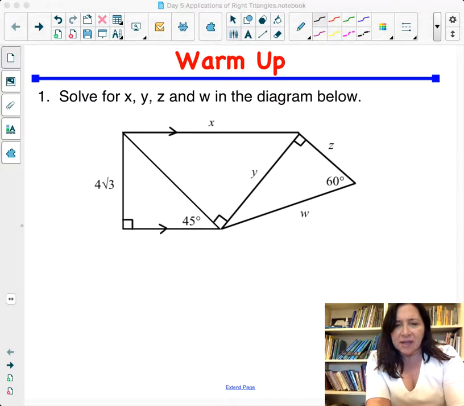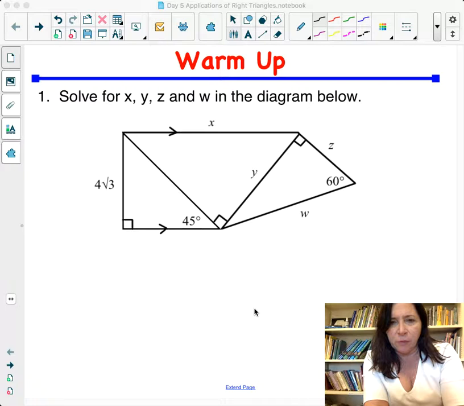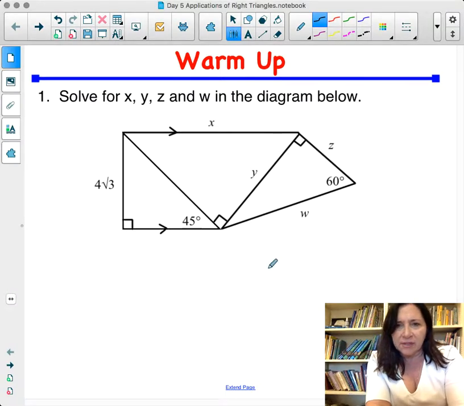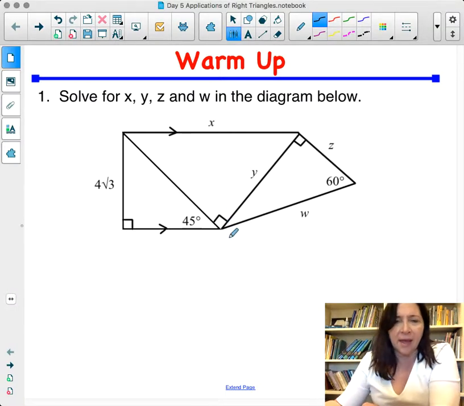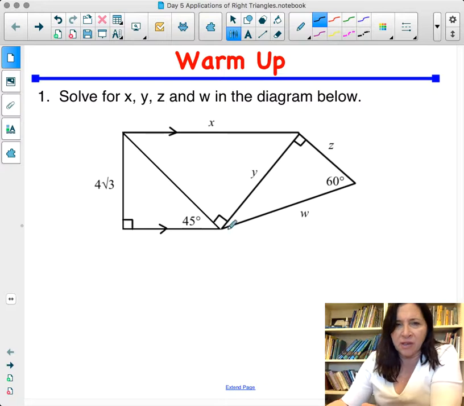Hi, this lesson is on right triangle trigonometry, or applications of right triangles. So let's start with this warm-up. This warm-up is asking you to solve for x, y, and z. What I see is several special right triangles.